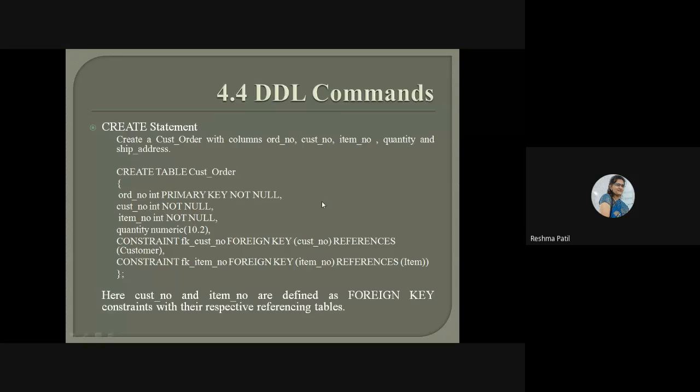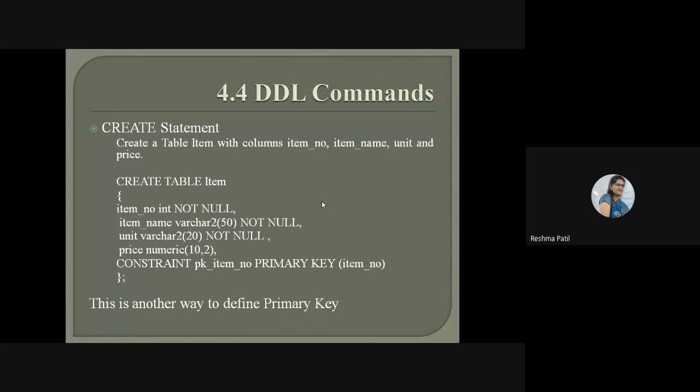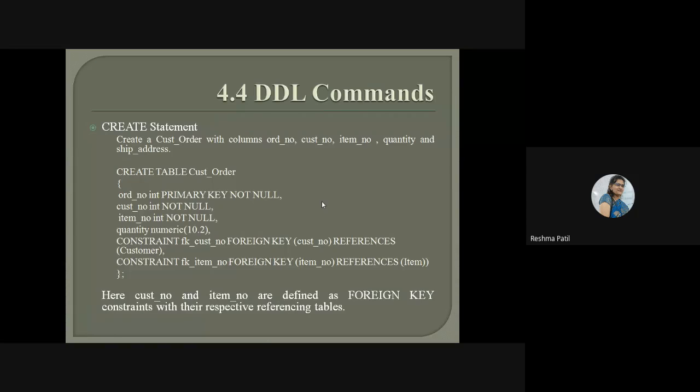Now next we have to create the third table. We have already created two tables, customer and item. Now we are creating the third table, the customer order. If a customer is going to place an order, customer data is required, as well as which item he is ordering, so item data is also required. So the primary key column names of both tables should be included in this customer order table.